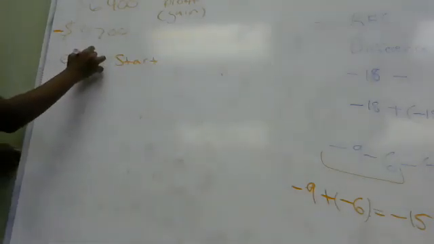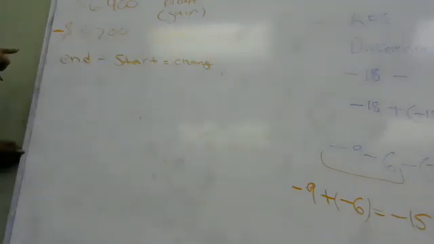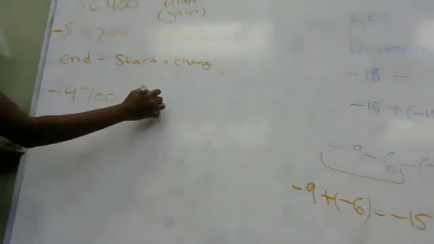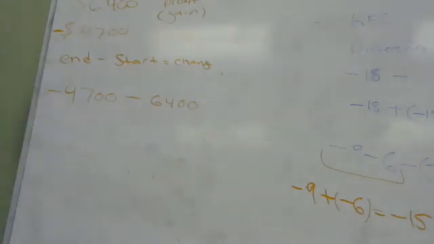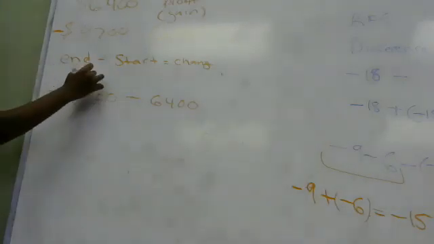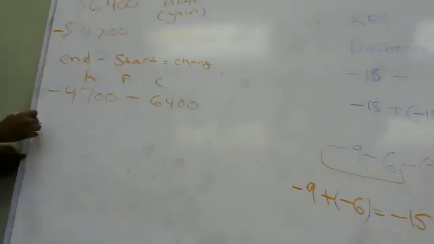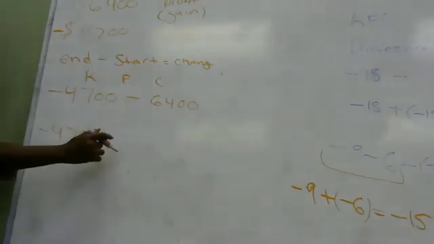To find the change, KFC. So the end was negative 4,700, and the start was 6,400. So negative 4,700 minus 6,400. How can I change this? KFC. Keep the negative 4,700. Flip the subtraction to addition.